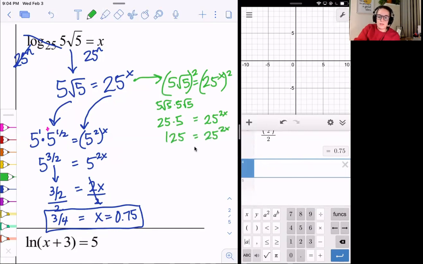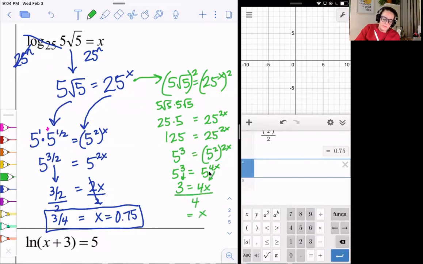And now I'm going to go ahead and make my bases the same. This is 5 cubed. Sorry, 5 to the 3rd power, 25 turning into 5 squared with 2x. So I have 5 to the 3rd, 5 to the 4x. My bases are the same, so I have 3 equals 4x, bringing my exponents down. Divide by 4, you get x equals 3/4. Wild, but we get the same answer, right?